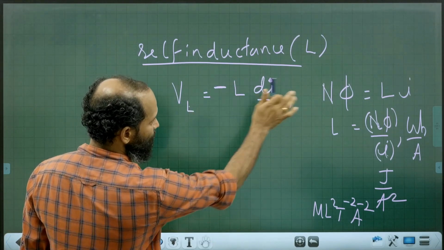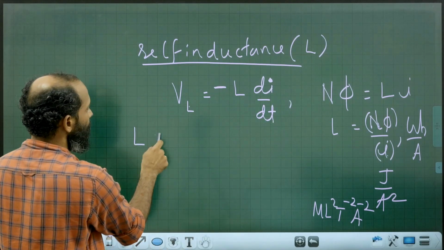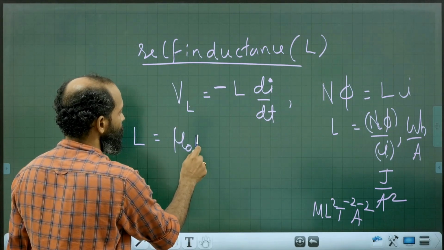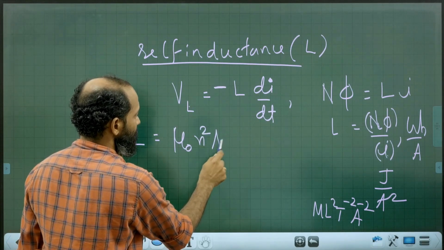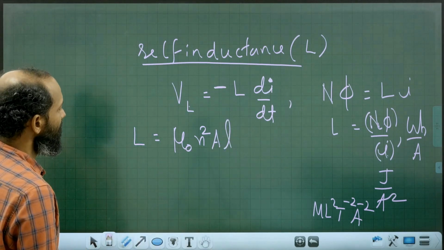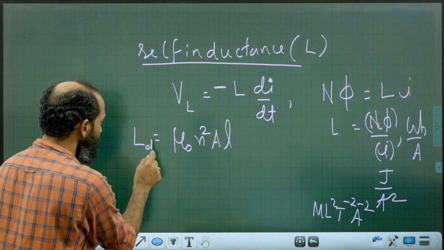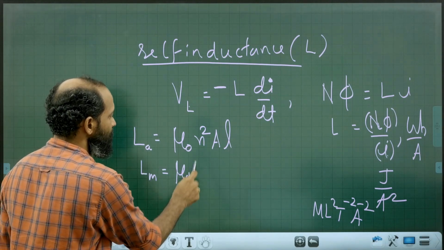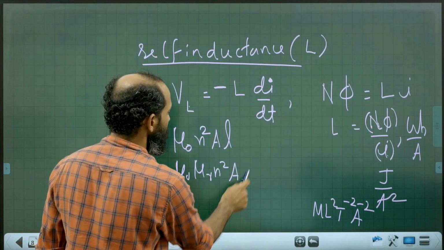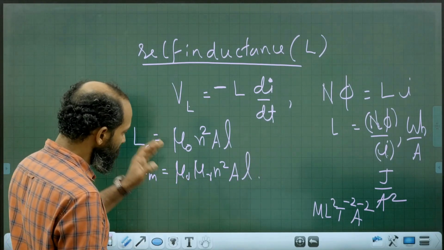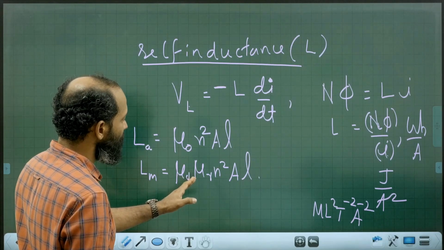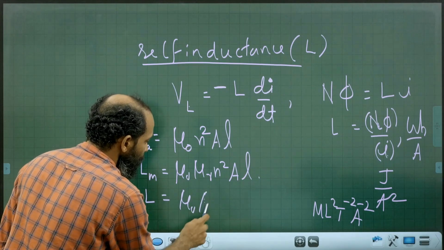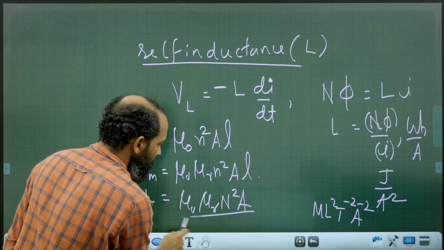Back EMF equation, flux equation. Inductance of a solenoid can be developed from this equation, which you are familiar with: mu 0 n square A l, in an air cored solenoid. If a soft iron core is inserted, that becomes mu 0 mu r n square A l. So on introducing a soft iron core, inductance is increased by a factor of mu r. Again, mu 0 mu r N square A divided by L.